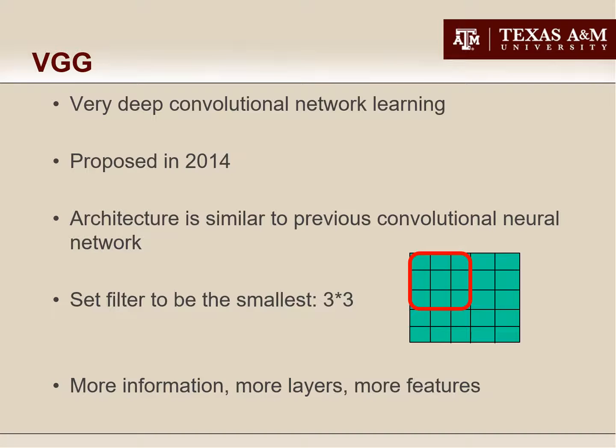Then let's discuss the two methods. First is VGG, Very Deep Convolutional Network Learning. It was proposed in 2014. Its architecture is similar to previous convolutional neural networks, but it suggests that we set the filter to be the smallest, 3x3, just like the graph on the right. In this way, the network can generate more information from data and have more layers to deal with the data, which means the network could consider more features than all previous networks.